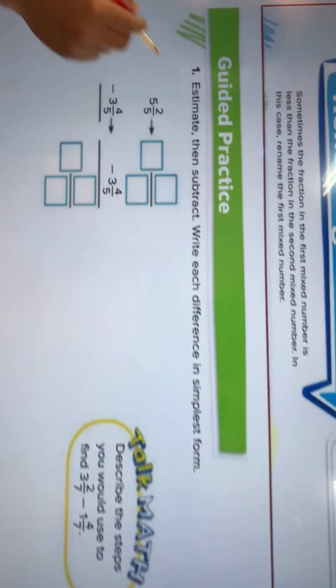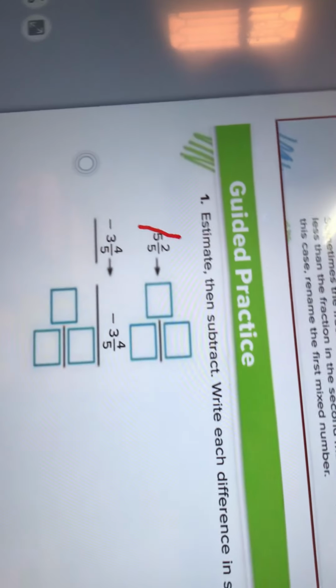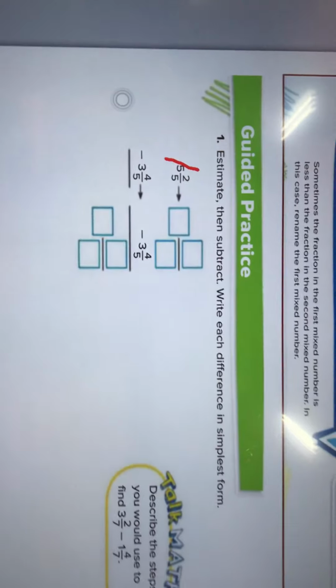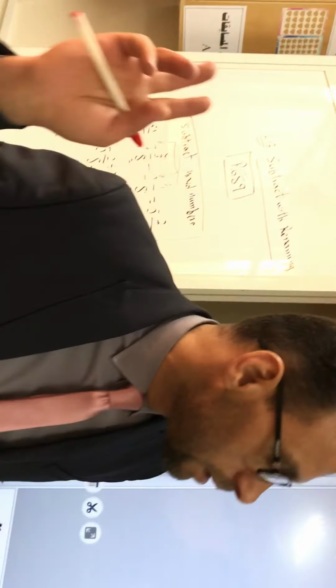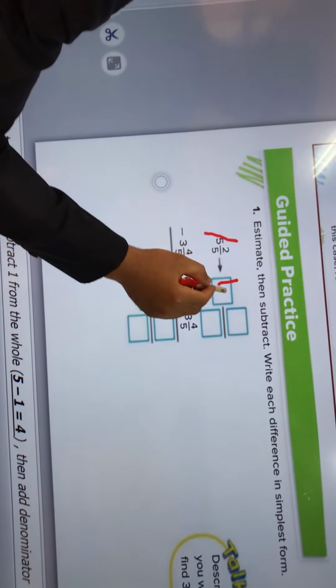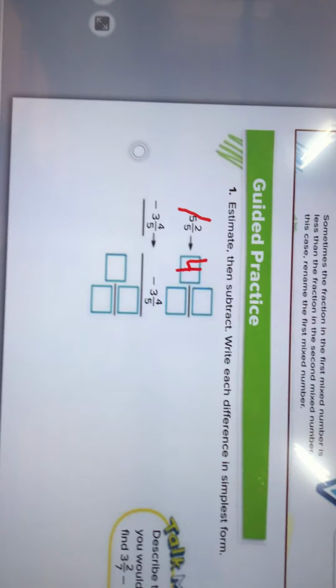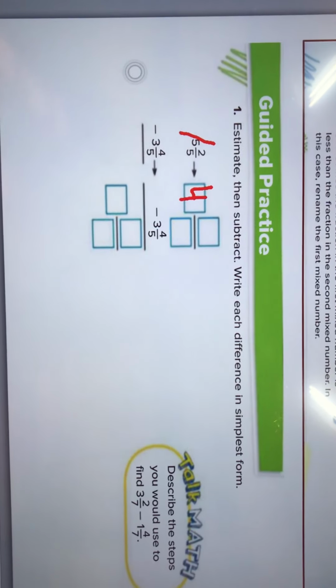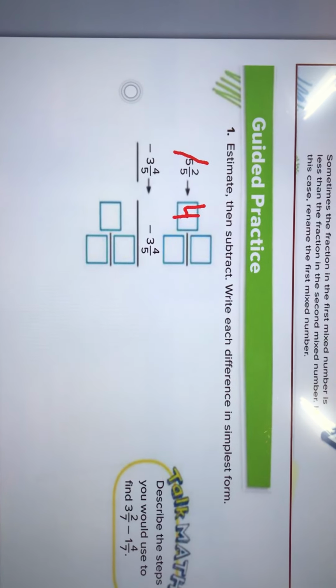When to borrow 1 from the whole, I want to borrow 1 from the whole. The whole is what? 5. If you borrow 1, it means take 1 from 5. 5 minus 1 is, anyone else? 5 minus 1 is, yes, it's 4. Right. What about how to give the fraction 1 whole?